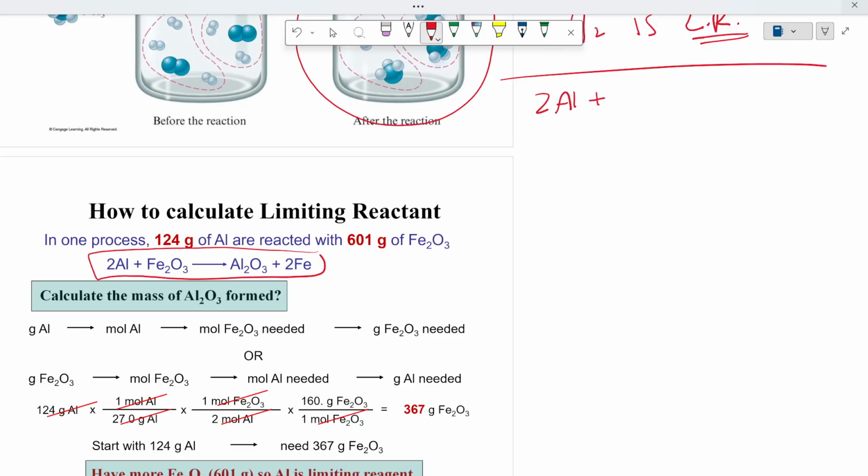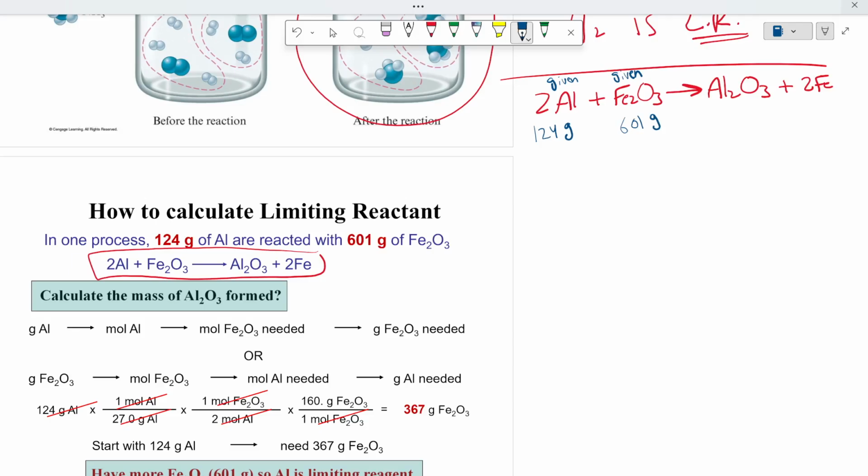2Al plus Fe2O3. The products are Al2O3 and 2Fe. Read the question again. In one process, 124 grams of aluminum. So the aluminum is given, 124 grams. Reacted with 601 grams of iron 3 oxide. So this is given, and this is also given.